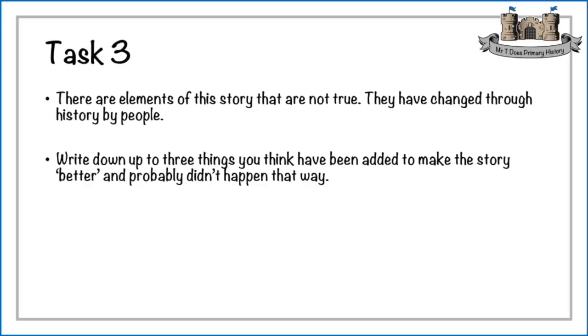Now that you've had a go at that, let's have a think about the things that probably didn't happen that way. Number 1, probably the most obvious. Was there a dragon? I doubt it very much, as there's no evidence that dragons actually existed. I wonder if people found dinosaur bones and thought they were dragons. Just a thought. Number 2, he was a Roman soldier.